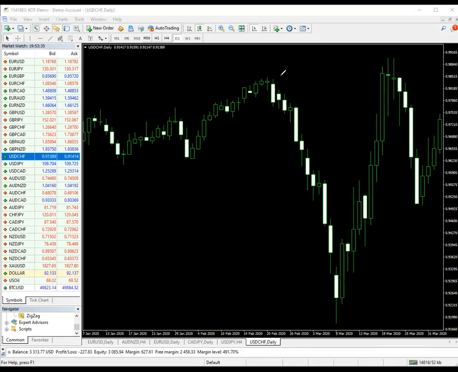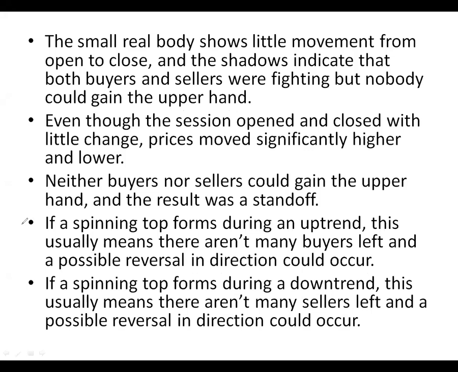All right. This is what they do. Just like the note said, once you spot them, that's the point 4 and 5. Points 4 and 5 say that if a spinning top forms during an uptrend, this usually means there aren't many buyers left and a possible reversal in direction could occur. If a spinning top forms during a downtrend, this usually means there aren't many sellers left and a possible reversal in direction could occur. And I've just demonstrated that to you on the MT4.